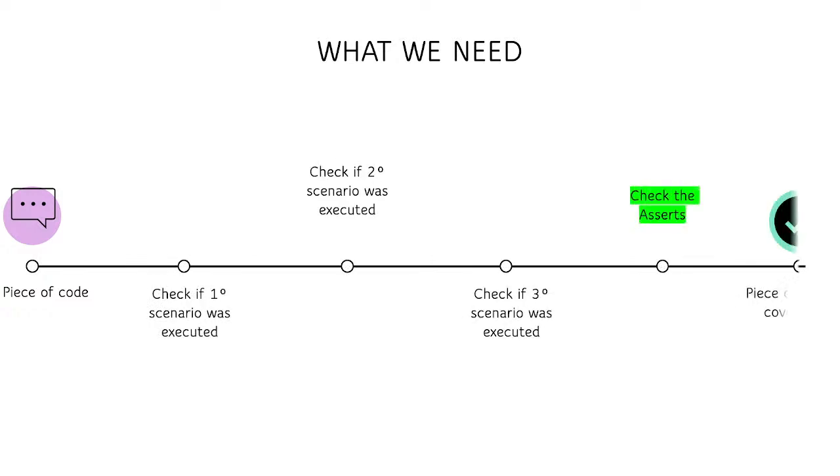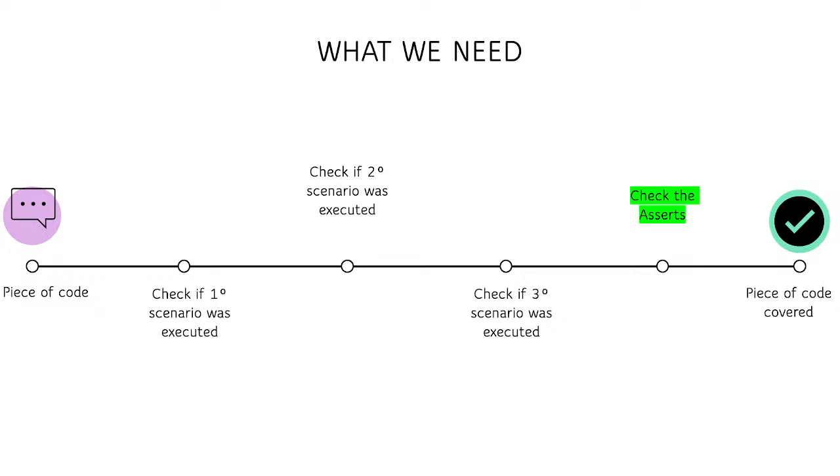This would be the representation of what we really need. We need to check if all the possible scenarios were executed. For example, here, we would have to make sure the first, the second, and the third scenario were executed, check the asserts, and then finally that piece of code would be considered as fully covered.